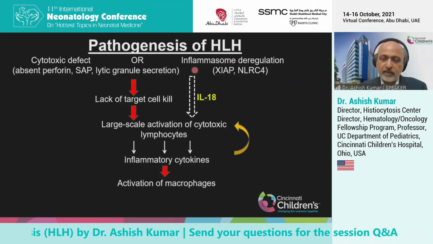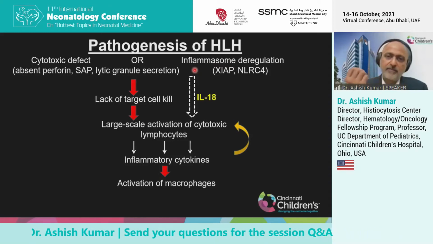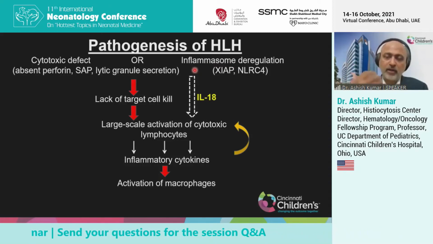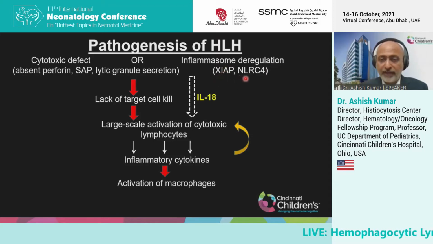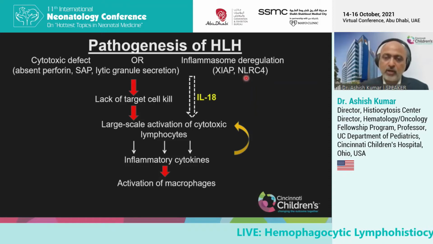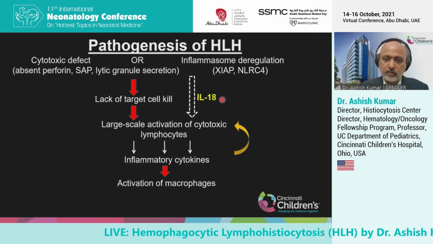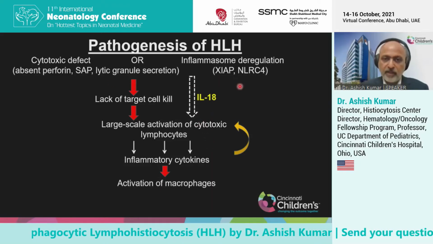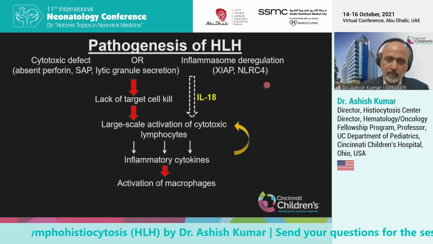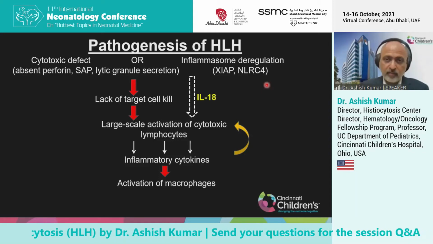We all need inflammasome to protect us against viruses and bacteria by just upregulating inflammatory systems in our cell. These genes, XIAP and NLRC4, are components of the inflammasome, and they keep it under control. If you have mutations, either loss of function mutation in XIAP or gain of function activating mutations in NLRC4, the inflammasome is always active. And that leads to large-scale secretion of this cytokine called IL-18, which then does the same thing, activates lymphocytes. So there are many now known genetic disorders that will cause HLH in the baby.